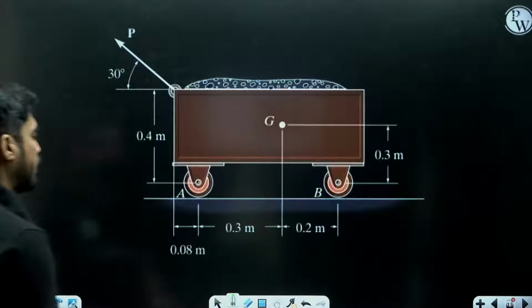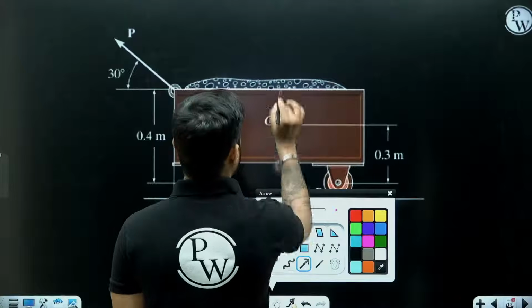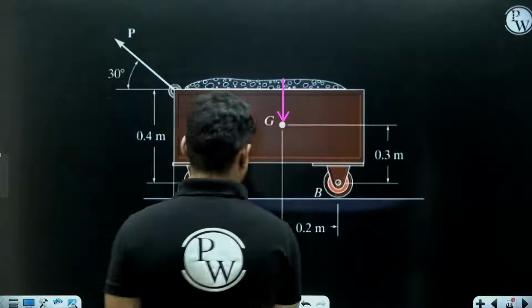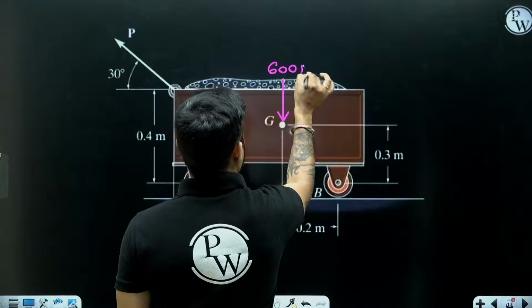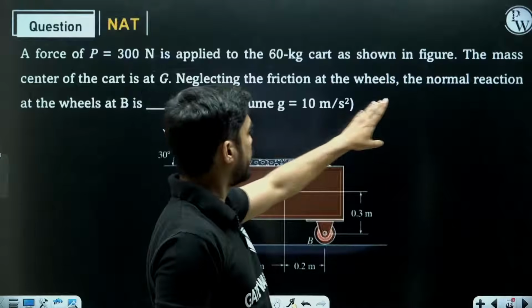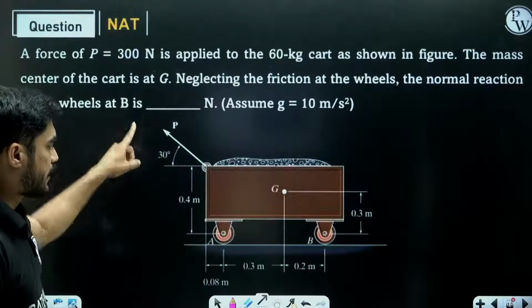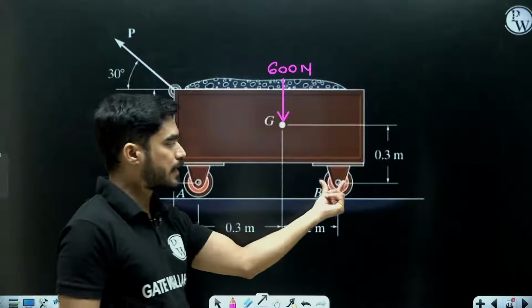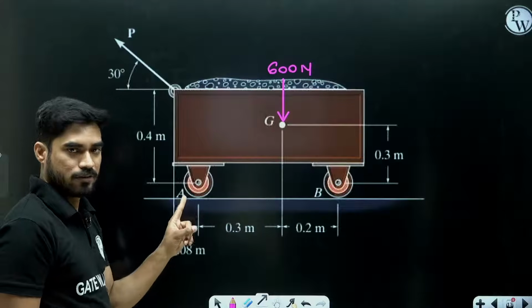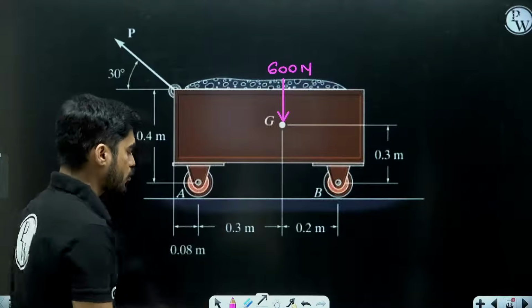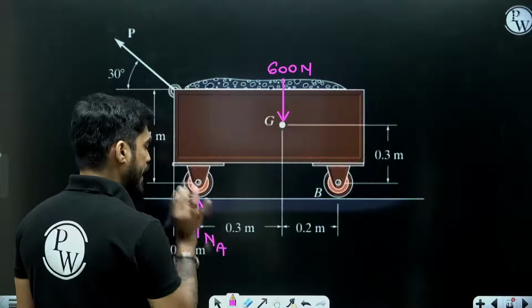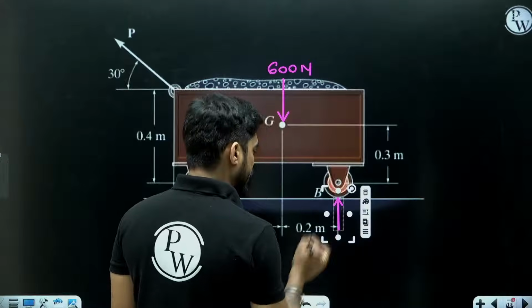Now, if you draw the free body diagram, you will get these forces. What is the weight? 600 Newton. Now, they are saying normal reaction at the wheels. See, there are two wheels here, there are two wheels here. So we are not going to consider the wheels separately. Let's say the total reaction for both wheels combined here is Na, and here the combined reaction of both wheels is Nb.